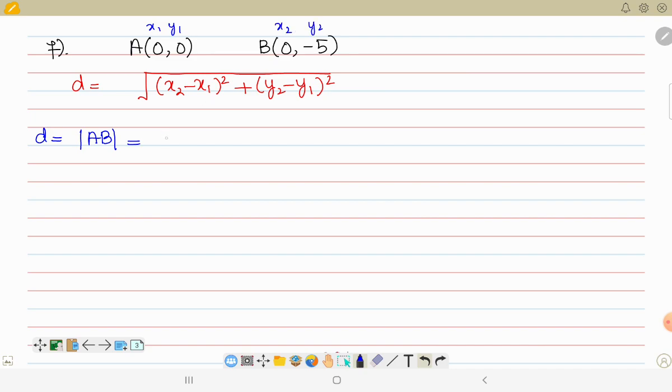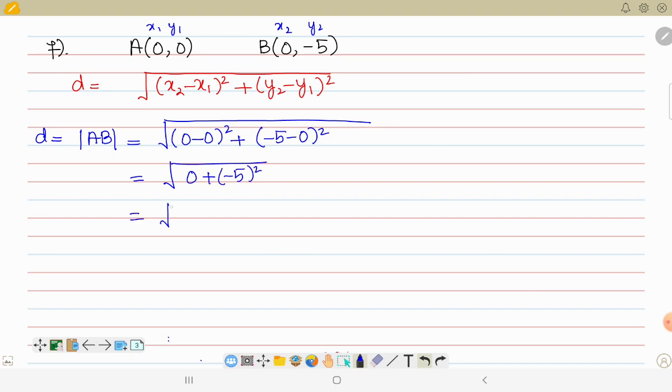So x2 minus x1, 0 minus 0 whole square, the radical of it, or you can say the square root of it, then -5 minus 0 whole square. So it will become 0 plus -5 whole square. It will become 25 and the answer is 5. Hope you can apply the distance formula on any 2 points in the plane.